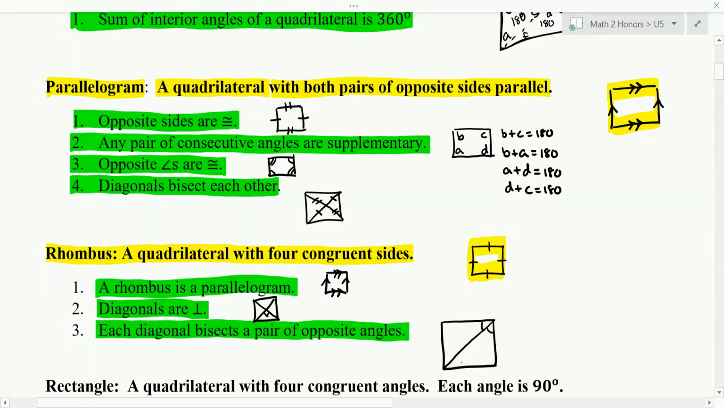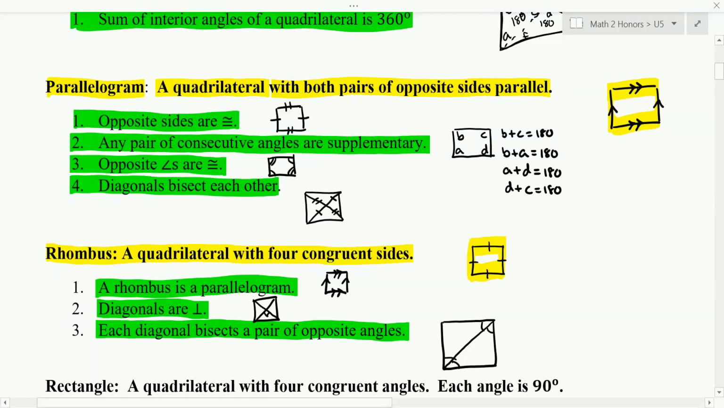Should I use two markings or one marking? Am I allowed to do this? Why not? Are opposite angles congruent? Why are opposite angles congruent? It's a parallelogram, and in a parallelogram, opposite angles are congruent. So if these angles are congruent and I cut them both in half, are all four pieces the same? Yes. So we can do that.